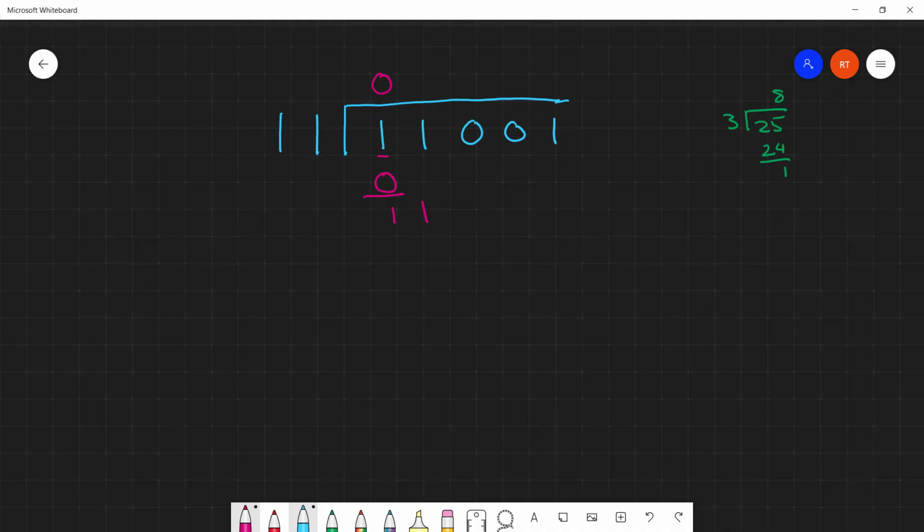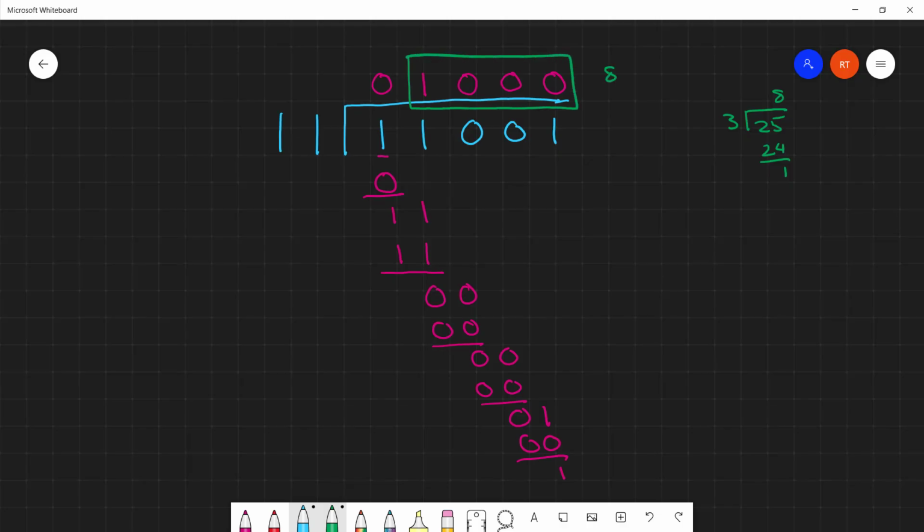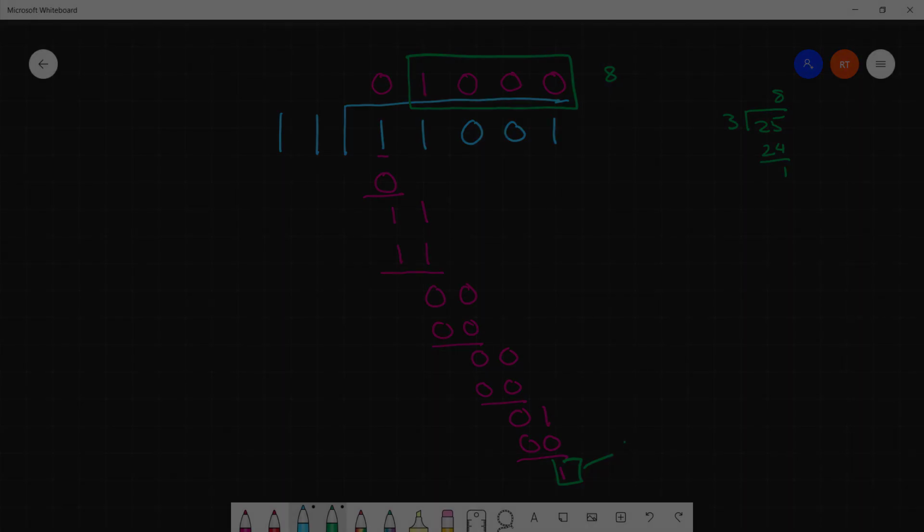1 goes into 1 once, so put 1 here. Multiply, subtract, and then bring down the next digit. 1 doesn't go into 0, so put 0, multiply, subtract, then bring down the next digit. Again, 1 doesn't go into 0, so put 0, multiply, subtract, then bring down the next digit. 1 doesn't go into 1 either, so put down 0, multiply, and subtract. There are no more digits, and 1 doesn't go into the digit we have here, so we're done. And as hoped, the quotient is 1000, which is 8 in base 10, and the remainder is 1, which is 1 in base 10.